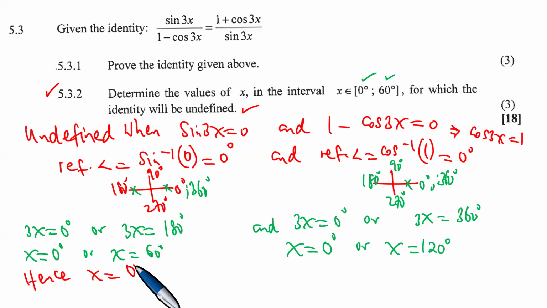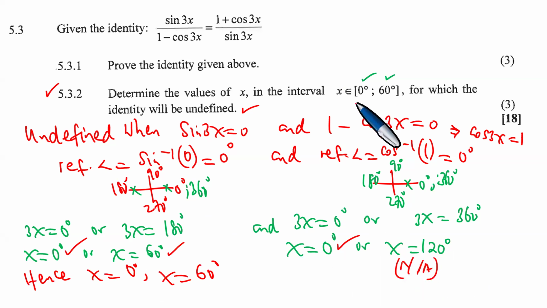X equals 0 degrees because it's there. X equals 60 degrees, this one. But the 120 is out of the picture. This one is not applicable here because we're dealing with angles between 0 and 60 degrees. And therefore, this becomes the answer. Here, any question now? Any explanation needed?